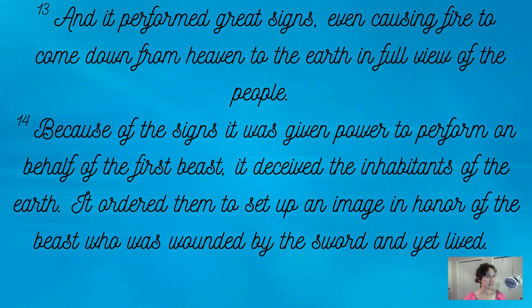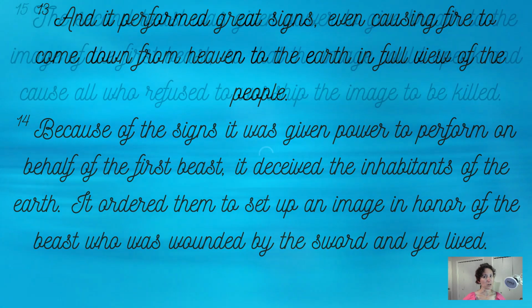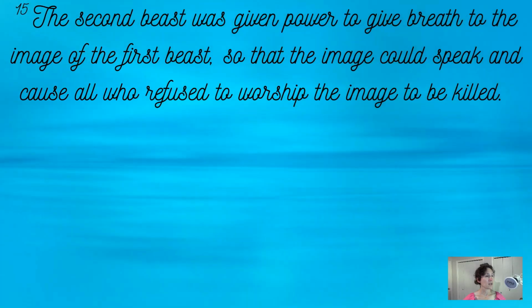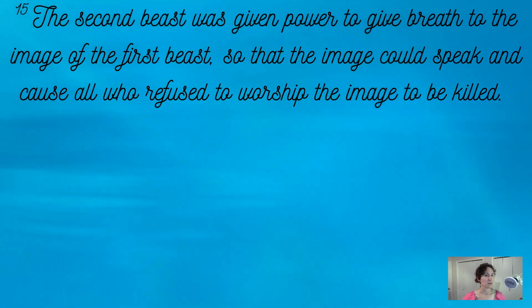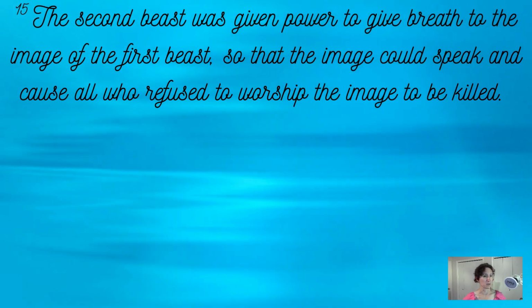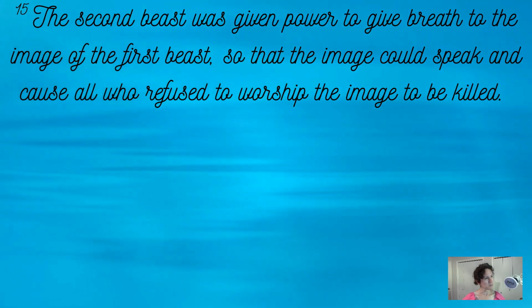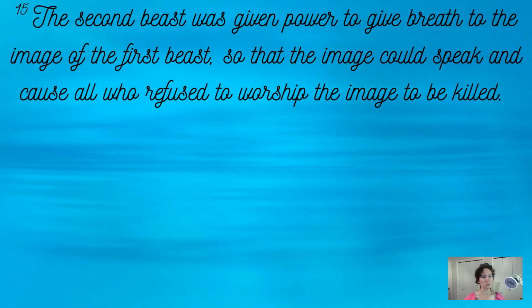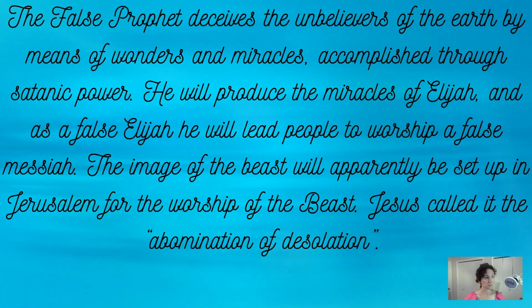And it performed great signs, even causing fire to come down from heaven to the earth in full view of the people. Because of the signs it was given power to perform on behalf of the first beast, it deceived the inhabitants of the earth. It ordered them to set up an image in honor of the beast, who was wounded by the sword, yet lived. The second beast was given power to give breath to the image of the first beast, so that the image would speak and cause all who refuse to worship the image to be killed.